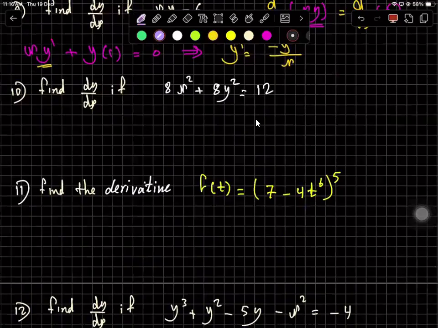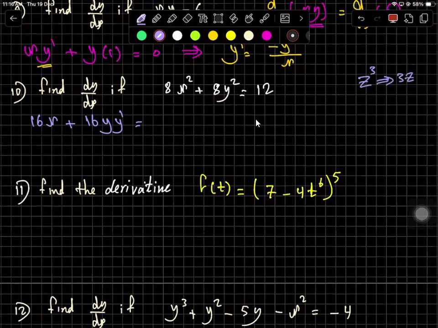Implicit differentiation again here. It will be 16x plus 16y y prime. Don't forget y prime, because y here is not x. So if you want to get the derivative for any variable other than x, you have to add y prime. For example, if you have z to the power 3 and you want to differentiate it with respect to x, you have 3z squared z prime, or dz/dx, okay? And this is 0. Divide by 16 to simplify this one. And y prime is negative x over y, finally.